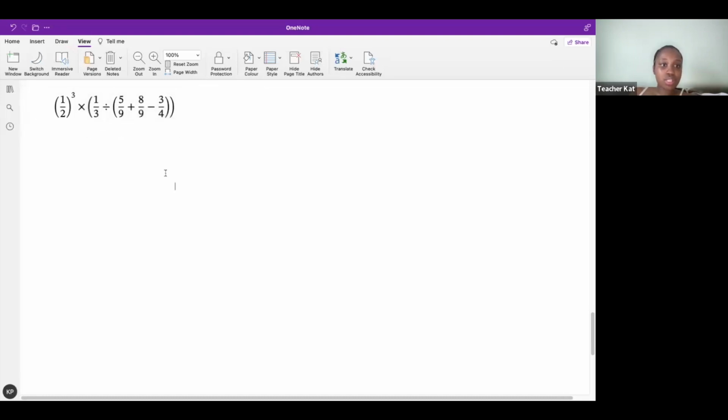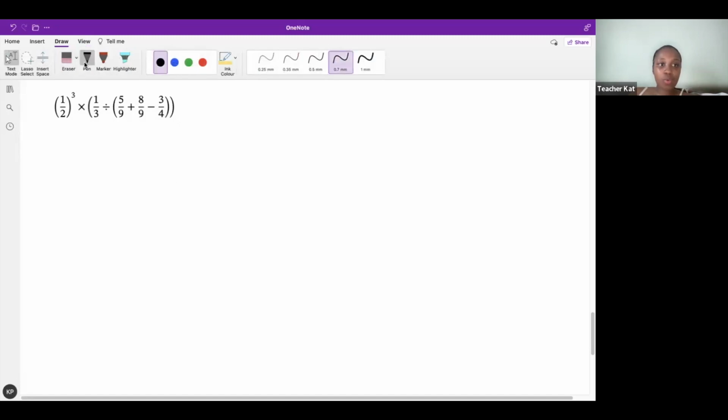Okay, this is an interesting guy over here. Any suggestions about where we can start? Brackets. Beautiful. Now we have brackets inside of brackets. So we have to start with these brackets that are inside the initial brackets. Okay. So I'm going to rewrite everything else the way it is. Cubed times a third divided by open brackets.